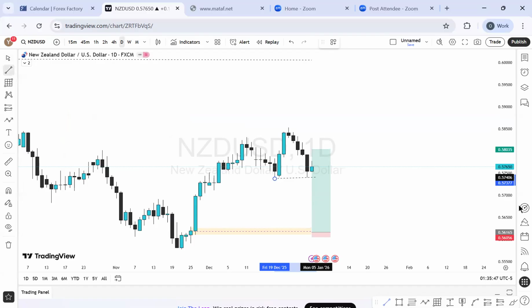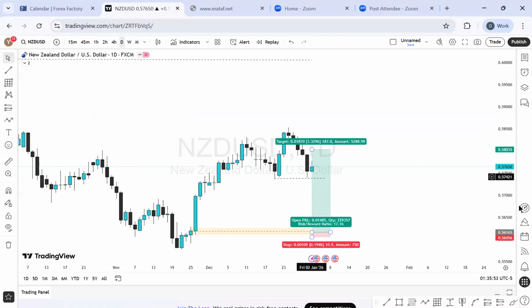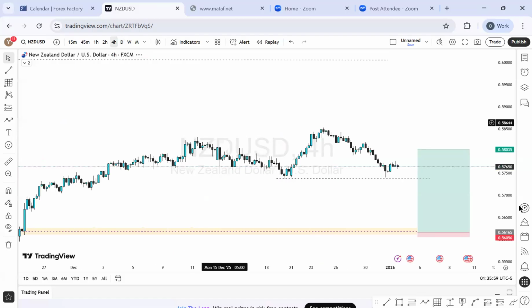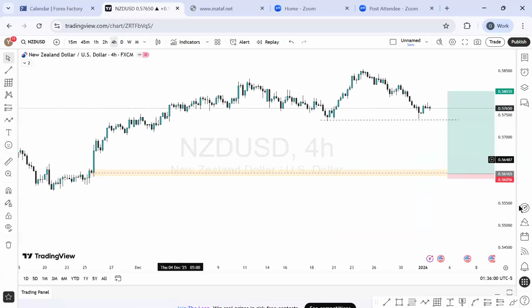If the price is able to take out this low, I will confidently look for more bearish momentum until the price gets here. And what do I have here? What am I expecting to buy from here? That will be clear on the 4-hour time frame perspective. And let's go there. This is a very good demand zone on the 4-hour time frame perspective.